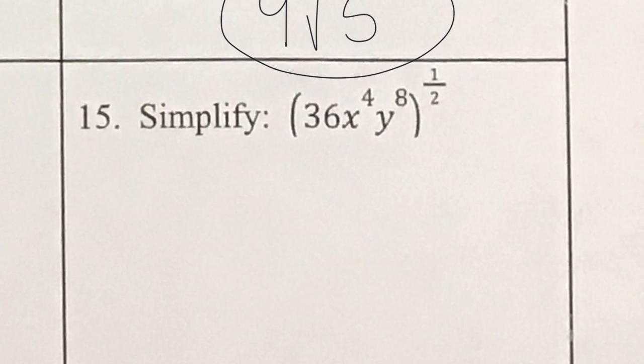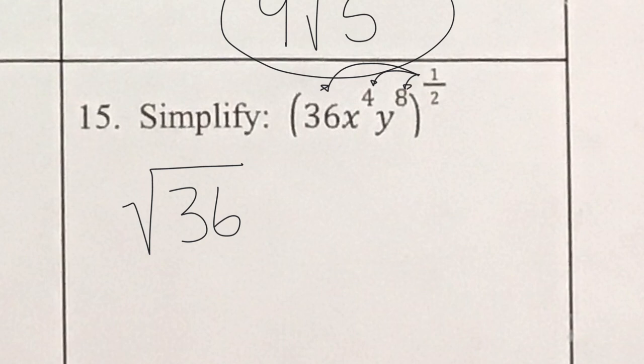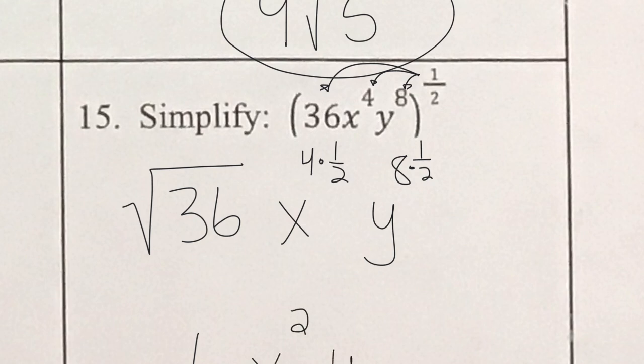Okay, here's one like our warm-up. We're going to distribute the 1/2 into all of our terms. And remember, 36 to the 1/2 is better known as the square root of 36. And the other ones are multiplied. So x to the 4th times 1/2 and y to the 8th times 1/2. What's the square root of 36? The real number 6. And half of 4 is 2. Half of 8 is 4. So your final answer is 6x squared times y to the 4th power.